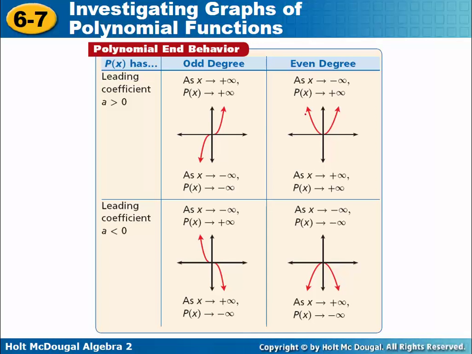So this would be odd degrees. This would be like p of x is like an x cubed, or x to the 5th has an odd degree. Even degree is if it's like x to the 2nd or x to the 4th. And there'll be other stuff with it as well.